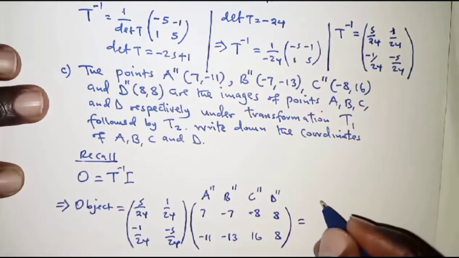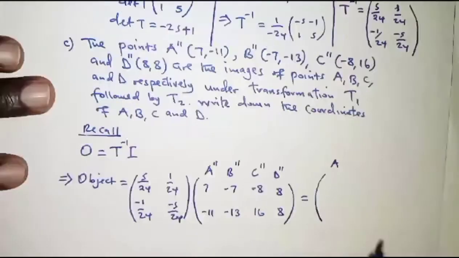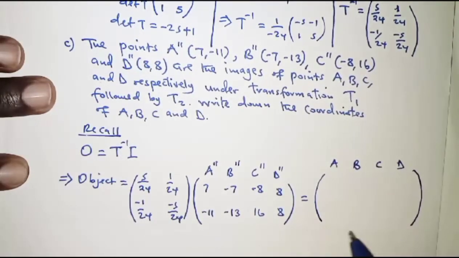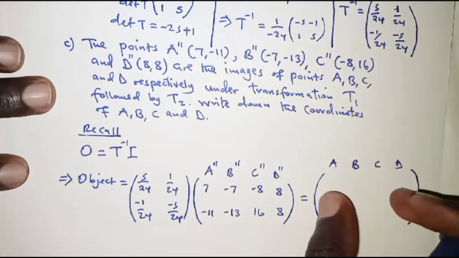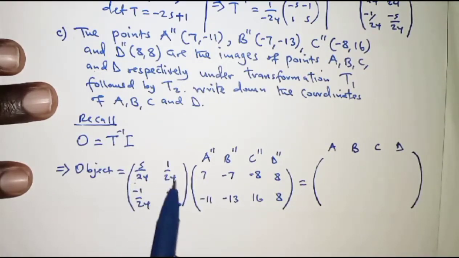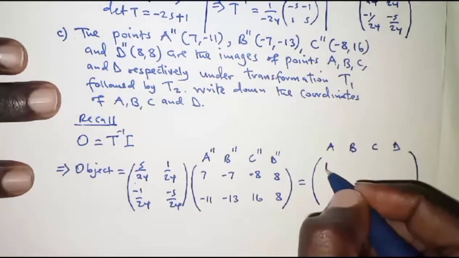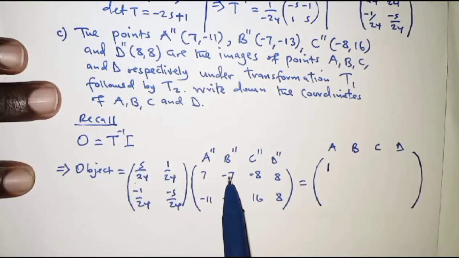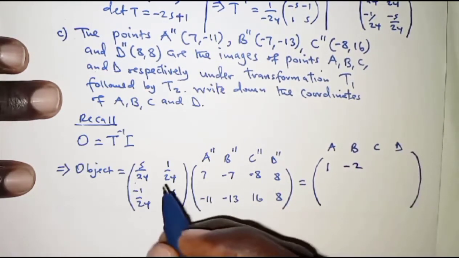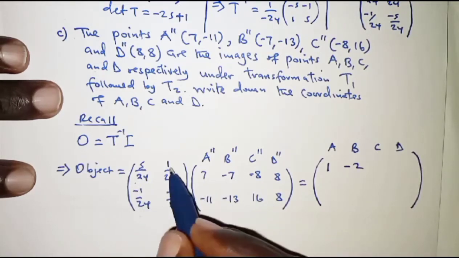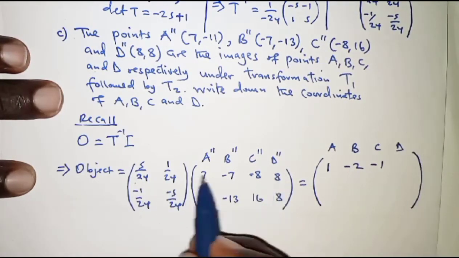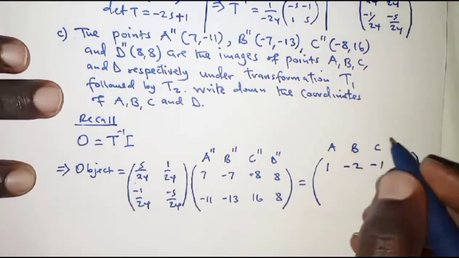So when you multiply this, we need to get the object points. So we have A, B, C, and D. So we need to fill in the values of the elements of this matrix. Multiplying 5 over 24 by 7 and 1 over 24 by negative 11 and adding, that should give us 1. Again, 5 over 24 by negative 7 and 1 over 24 by negative 13. When we add that, we should get negative 2. Continuing with the procedure, 5 over 24 by negative 8, 1 over 24 by 16 and adding, that should be negative 1. 5 over 24 by 8, 1 over 24 by 8 again and adding, that should be 2.